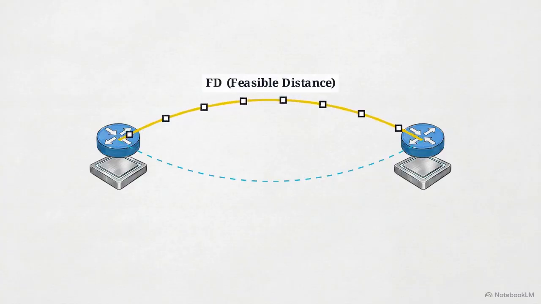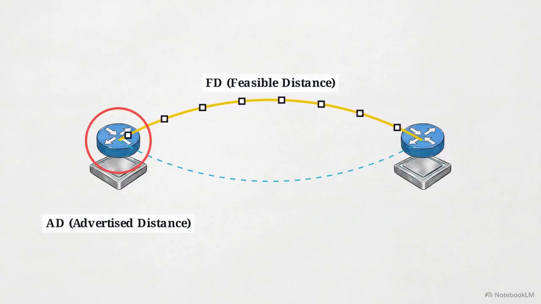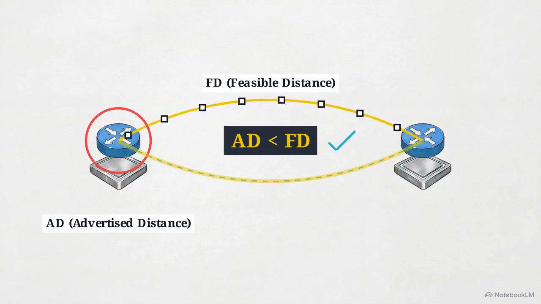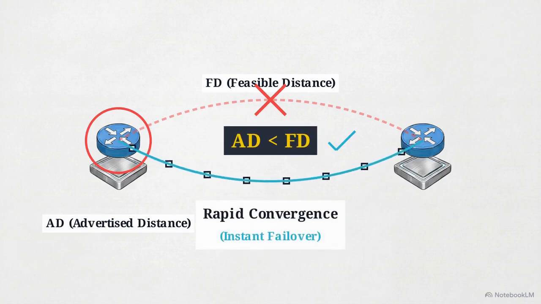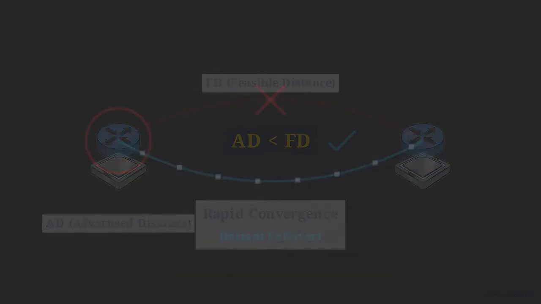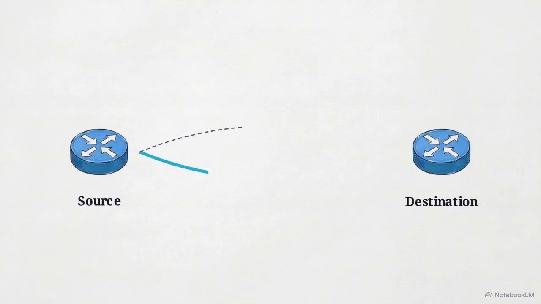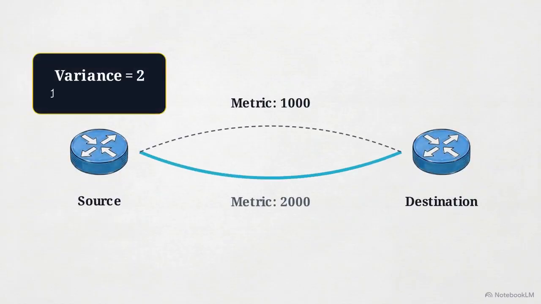EIGRP offers a different focus. It's an advanced distance vector protocol using the DUAL algorithm to prioritize rapid convergence. The example is the feasible successor, a pre-calculated backup route satisfying the feasibility condition where advertised distance is less than feasible distance. Having that backup ready means the router can fail over instantly without needing to pause and wait for the network to recalculate. You can also use variance as a second example of EIGRP's flexibility.